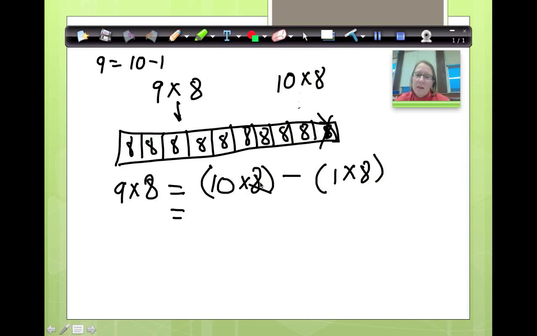Okay, so let's solve this. 10 8s is 80. We're going to take away 1 8. 1 times 8 is 8. I have to break this into the tens. So this would be a 70. This would be a 10. I take away, do my subtraction right here. 10 take away 8 is a 2. 70 and a 2 equals 72.